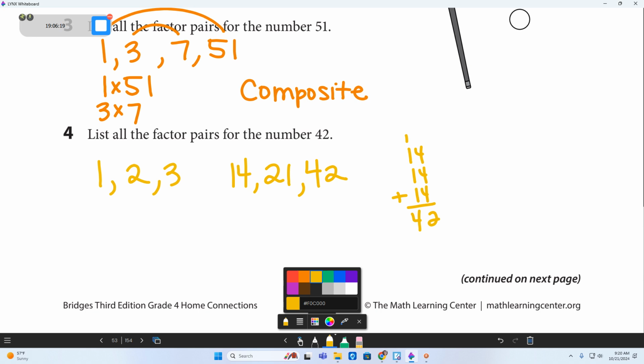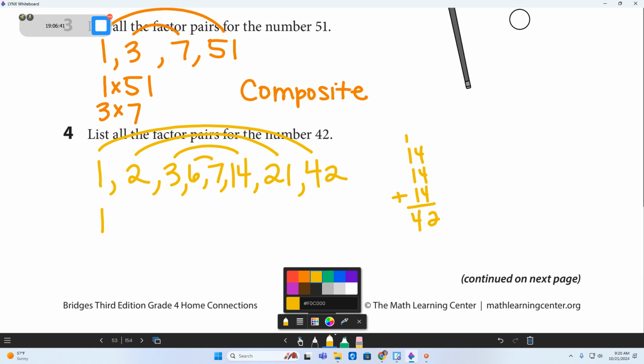Okay, 4 doesn't work because 4 times 11 is 44, not 42. 5 doesn't work because it would have to end in a 0 or a 5. 6 works. Does 7 work? Yep, and 7 is already up there. So once we start repeating, we know we've gotten them all.